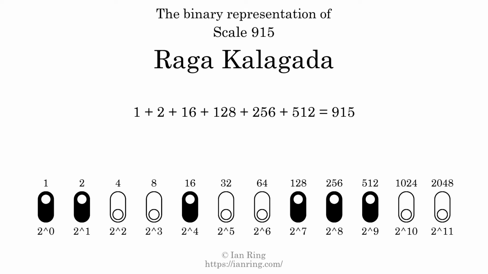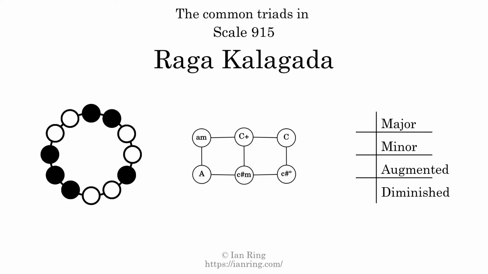The scale number not only enumerates the scale with a unique index, but it also literally describes the tonal content of the scale. Represented as a binary number in base 2, the scale number is 001110001011. Here are the common triads present in this scale.